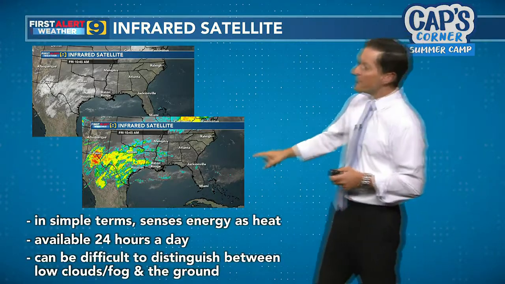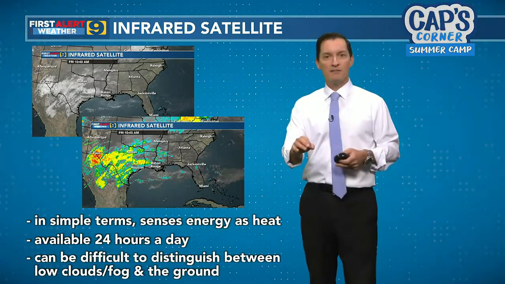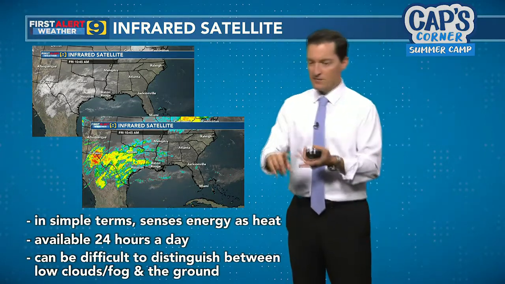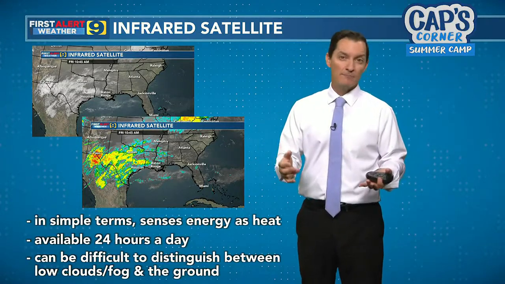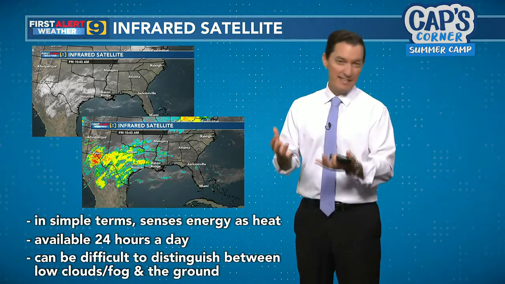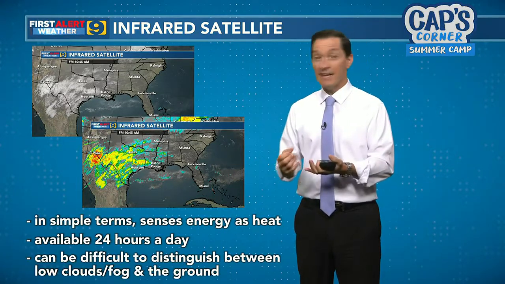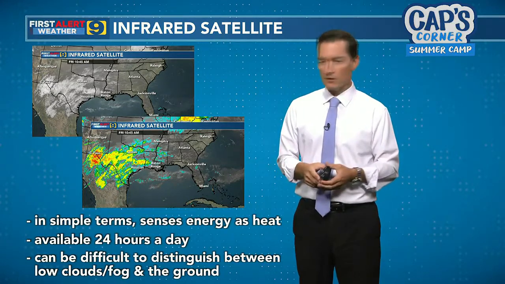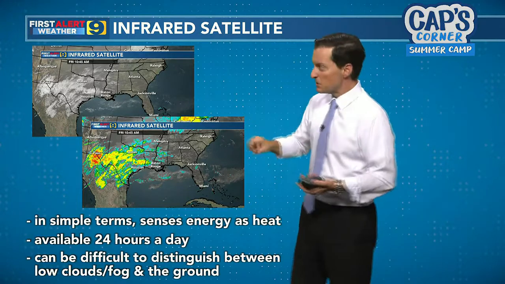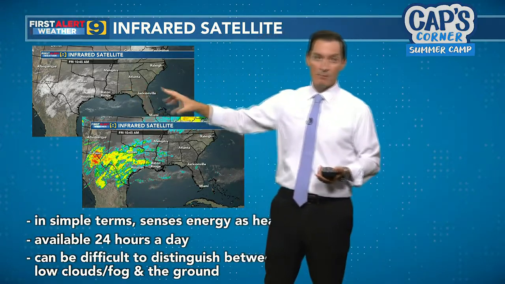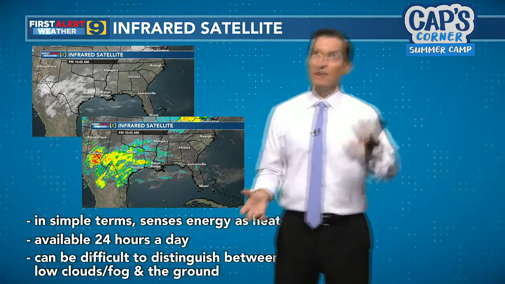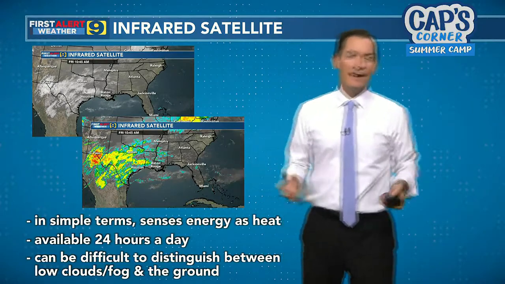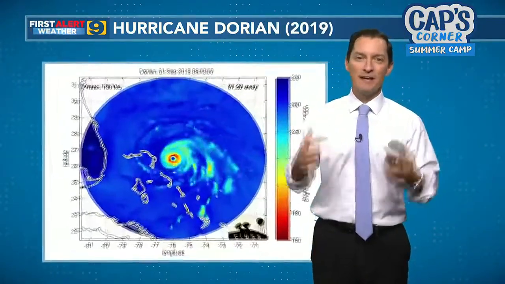Now this one, sometimes, especially in the winter months, can be a little bit difficult to distinguish between low clouds and fog and what is actually the ground. Since this is sensing temperatures in essence, and in the winter months the ground gets colder, our clouds also tend to be a little bit cooler. Sometimes the satellite will paint in what looks like a cloud, but really that's because the ground temperature and clouds above are pretty similar in the winter, so it may not even be clouds. So we have to be careful as meteorologists in trying to interpret that.